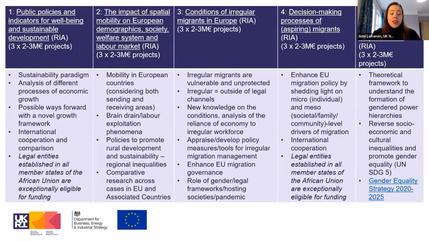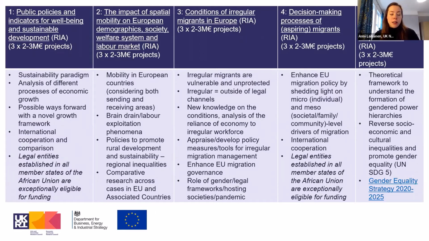Topic 3 addresses the challenge that irregular migrants are vulnerable and unprotected. Irregular in this context, just to explain, has been clarified as being outside of the legal channels. You should develop new knowledge on the conditions and vulnerabilities of irregular migrants, and conduct an analysis of the reliance of the economy on this irregular workforce. You should also appraise and develop policy measures and tools for irregular migration management, and by doing this you'd be enhancing EU migration governance as a whole. There are a number of areas of interest here, such as gender, legal frameworks, hosting societies, and the pandemic.